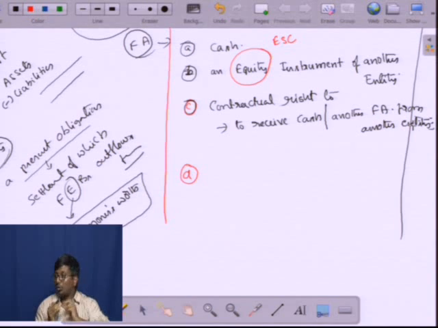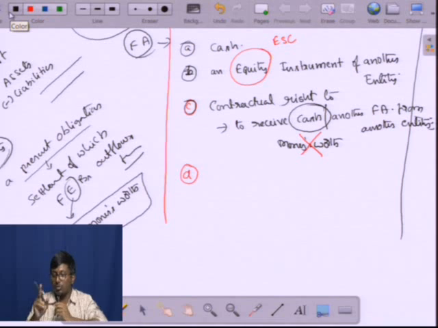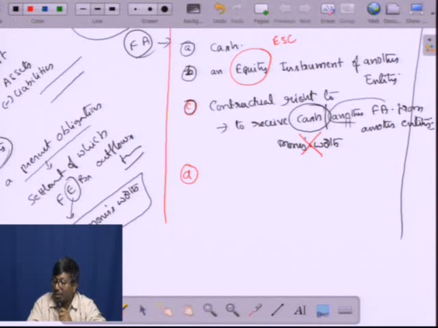Do you have a contractual right? Contractual right means as per the contract, I can go and demand cash, pay me cash. The contract is giving me that power, the right to ask him. Cash means money, not money's worth. I suggest you write money's worth and cut it. It is a contractual right to receive cash or another financial asset.